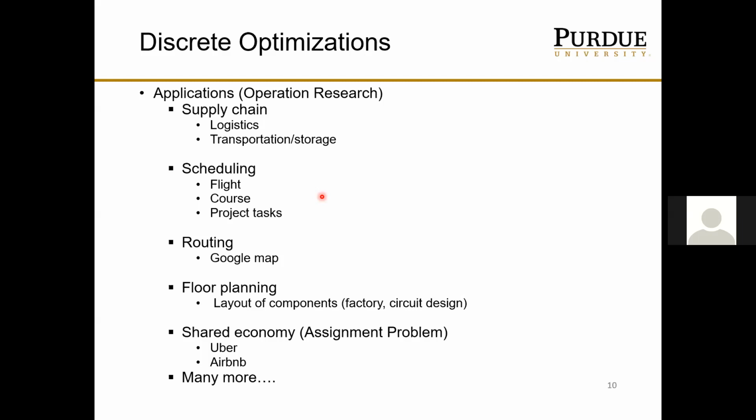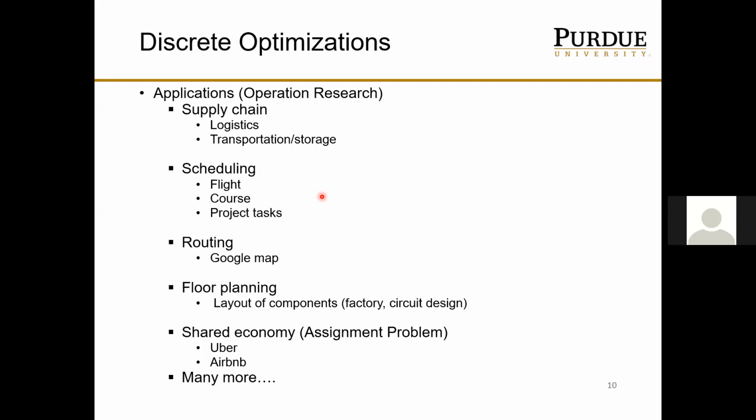Another one will be floor planning. It's like a layout for components. This is a very popular problem, right? For example, in a factory, when you are placing the equipment, you want to have the best locations for all the components, so that your manufacturing, or I would say your production line, will be very efficient. So this is also planning. They are trying to decide how many components we need and how to place them.